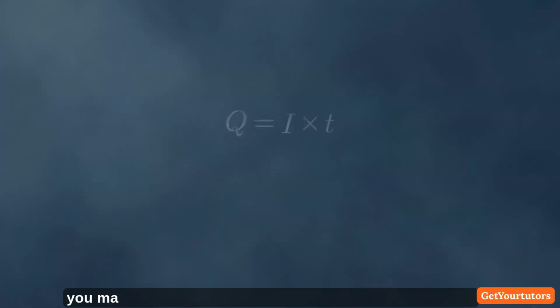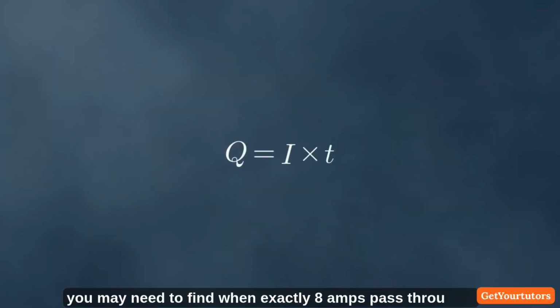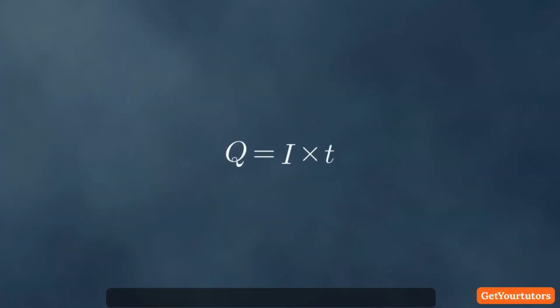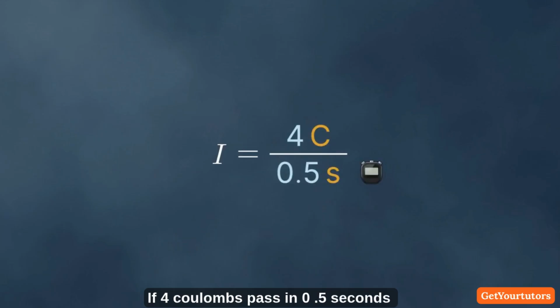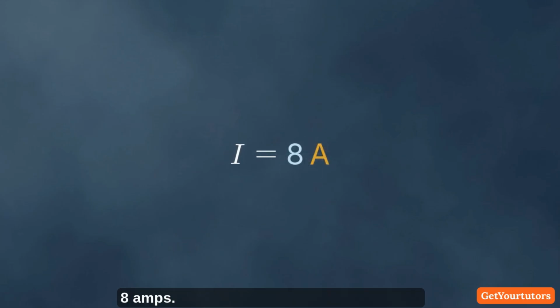In an exam, you may need to find the current when exactly 4 coulombs pass through a circuit. First, rearrange the formula to I equals Q divided by T. If 4 coulombs pass in 0.5 seconds, dividing 4 by 0.5 results in exactly 8 amps.